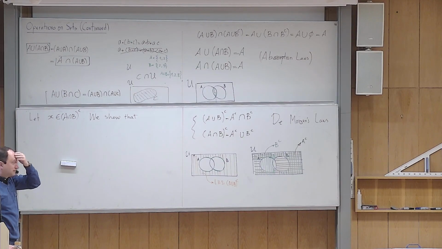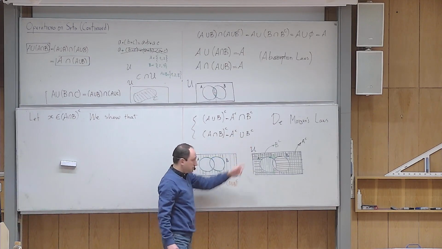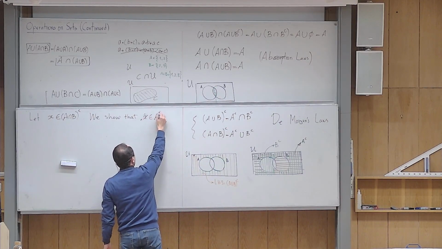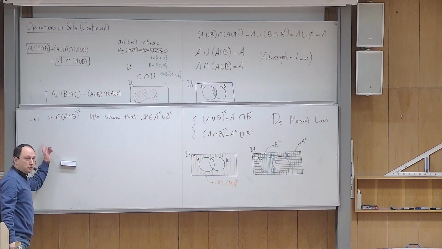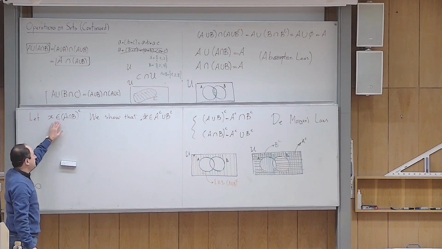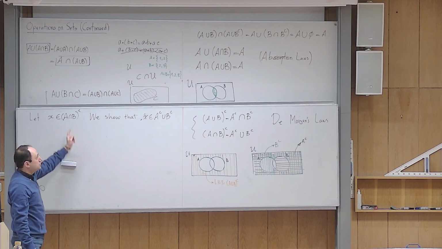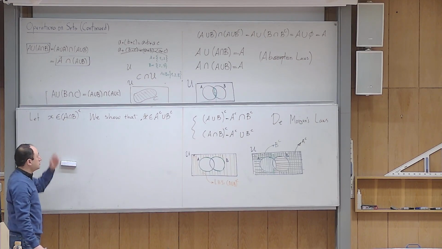X belongs to the complement of A union the complement of B. So you are reading this as A complement union B complement. Is that clear? I want to show this. I assume that this X is in the left-hand side, and I want to show that it is also in the right-hand side. Is that understandable? So let us try to understand it.